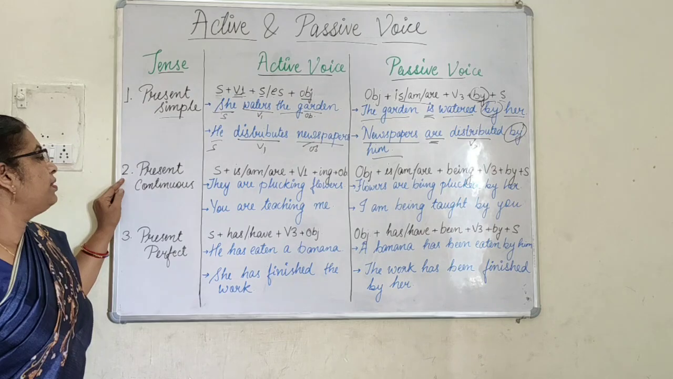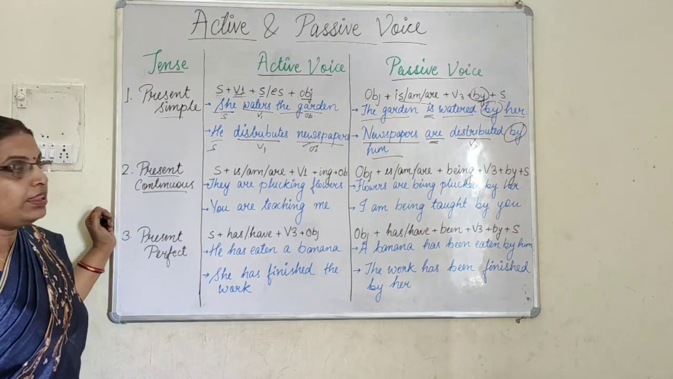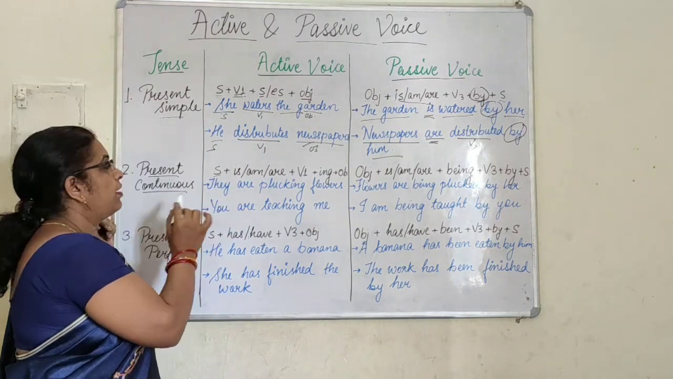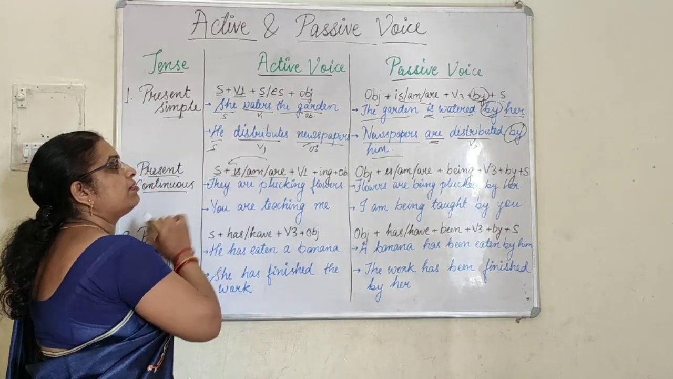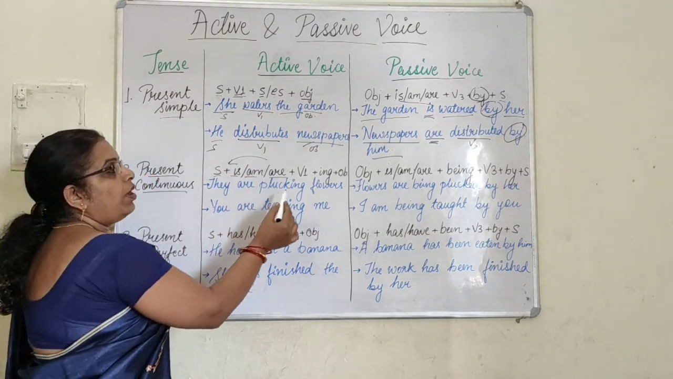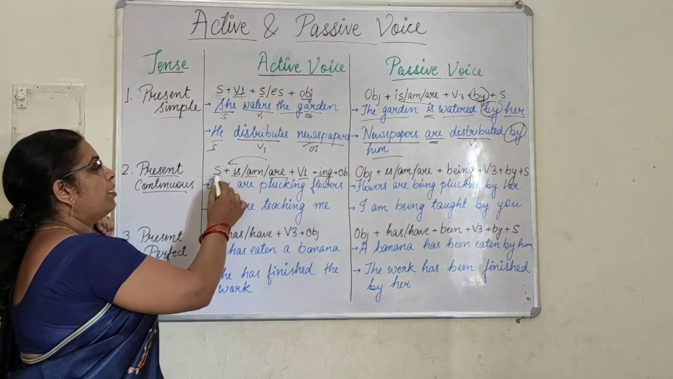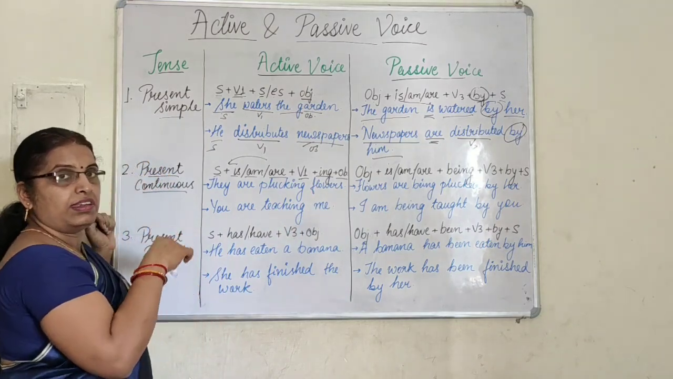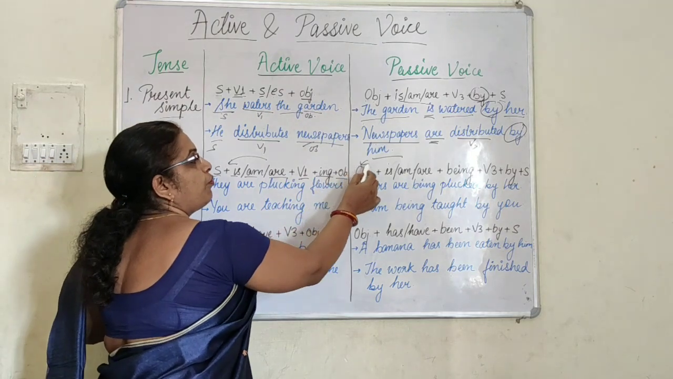Come to the next example. It is the present continuous tense. In the present continuous tense, the subject takes is, am or are depending upon the subject. You have to write V1 and ing, that is the continuous form, then the object. This changes into passive voice. The object comes again in the first position.